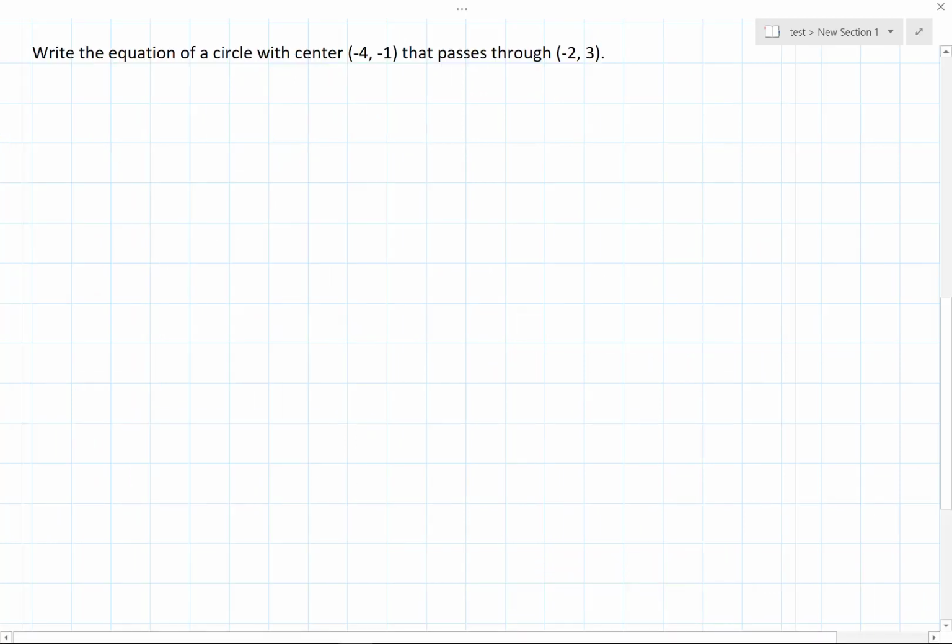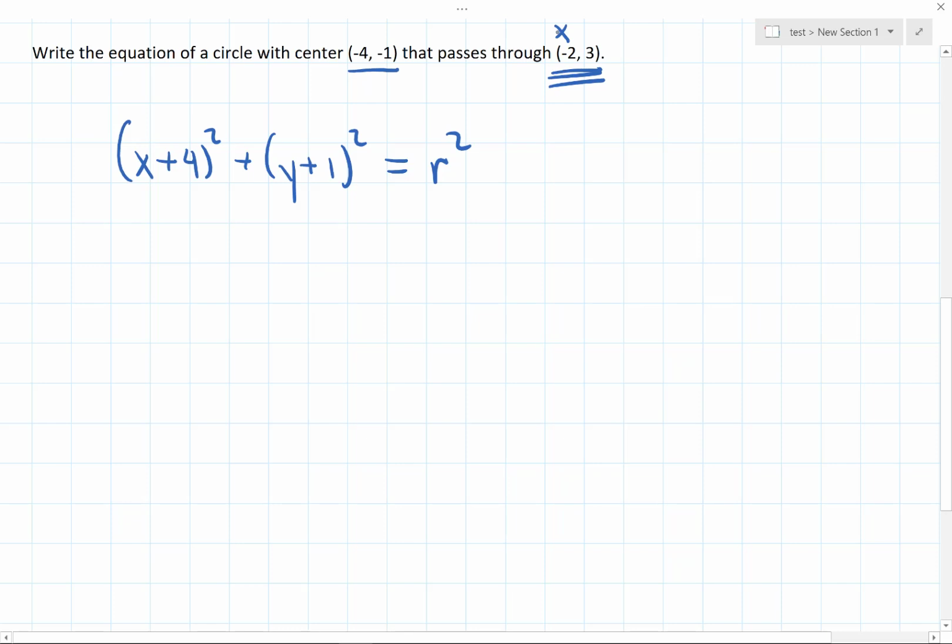Alright, so we'll do it again. So if our circle has a center of negative 4, negative 1, we can start writing our equation as x plus 4 squared plus y plus 1 squared, and we don't know r yet, so we'll leave it as r squared. We know if this point is on our circle, then when x is negative 2, the y should be 3. So I'm going to replace the x with a negative 2 and replace the y with a 3, and that should equal r squared.